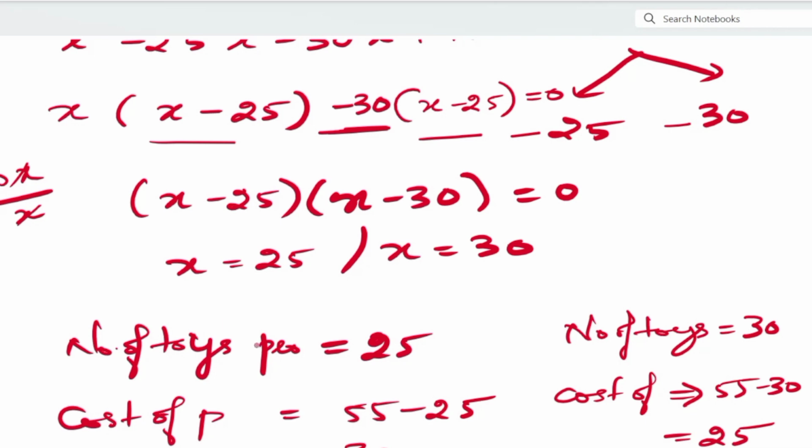That is, we have two answers here. If 25 toys are being produced, the cost of production of each toy will be 30, and if totally 30 toys are going to be produced, the cost of production will be 25 for each toy. Okay, I hope you have understood the second sum.